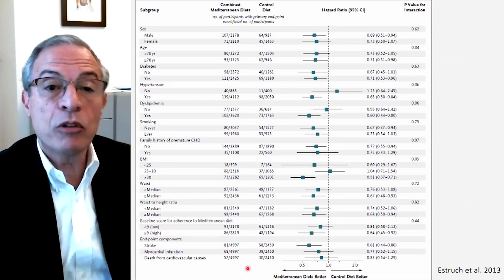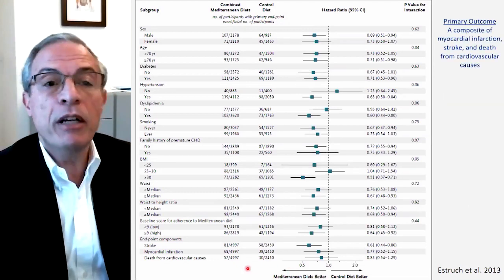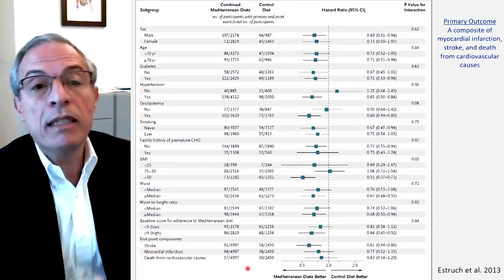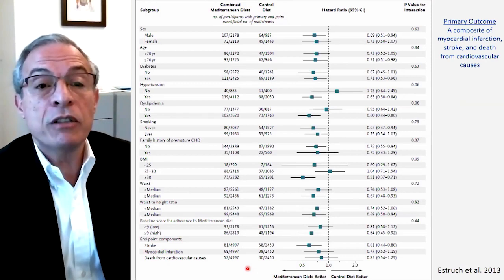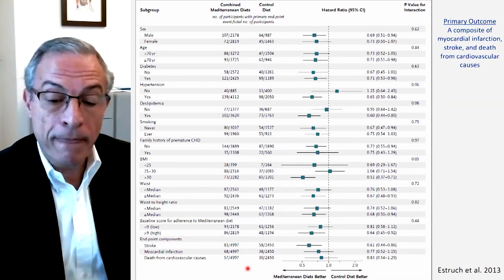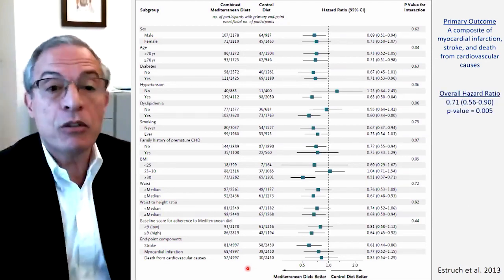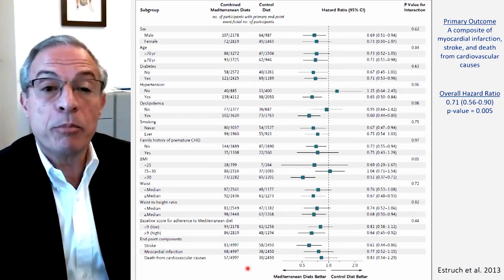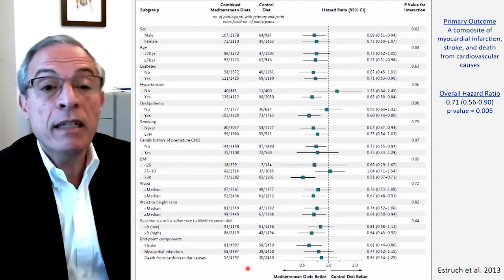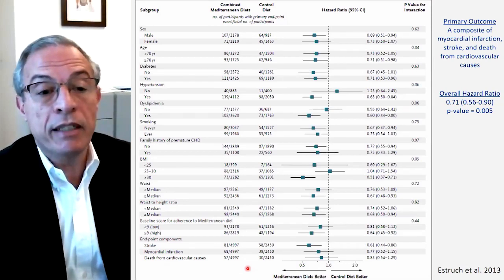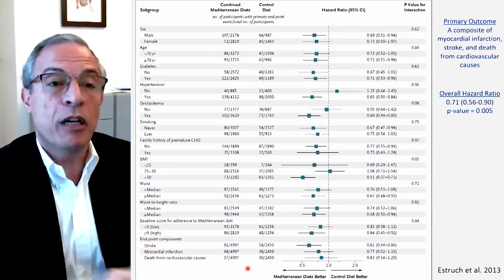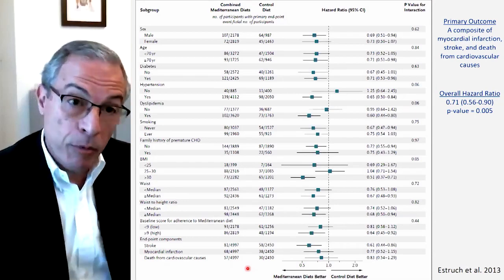So what happened with this trial overall? First, the primary outcome measure is a composite. So when they say the diet is better, what does better mean? Well, it's a composite of myocardial infarction, stroke, and death from cardiovascular causes. That was the primary outcome. And overall, they found that the hazard ratio is 0.71, the confidence interval goes from 0.56 to 0.90, and the p-value is 0.005, meaning that overall, they found that the Mediterranean diets were better. Fine, but that's not why I'm showing you the slide. I'm showing you the slide because of subgroup analysis.